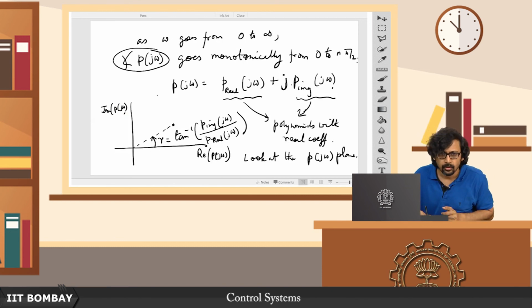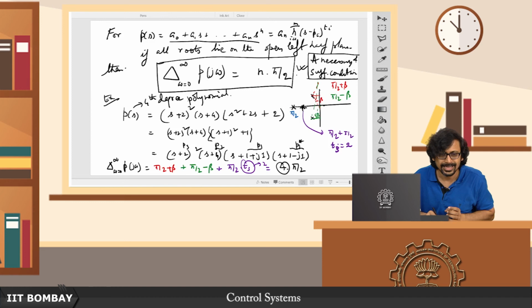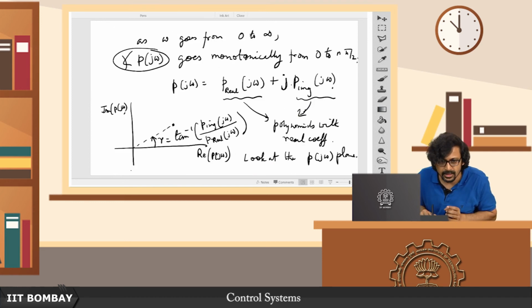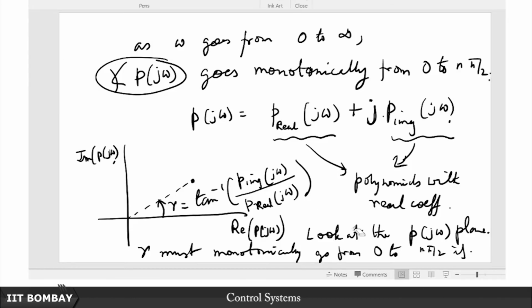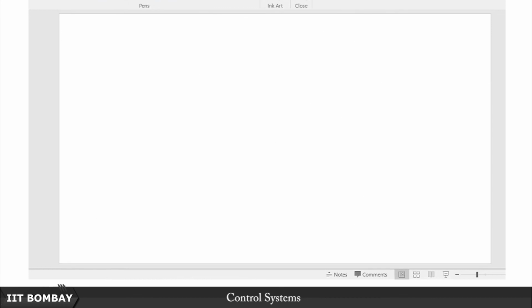So now the assertion in the previous slide that we made is that this gamma, the way we have defined this gamma, must monotonically go from 0 to n pi by 2 if, okay, if you already know. I have run out of space, so I am not going to write that, I am just going to say that verbally. This gamma must monotonically go from 0 to n pi by 2 if P(s) has to be a polynomial with all its roots on the open left half plane. What does this monotonic increase mean in practical tangible terms?